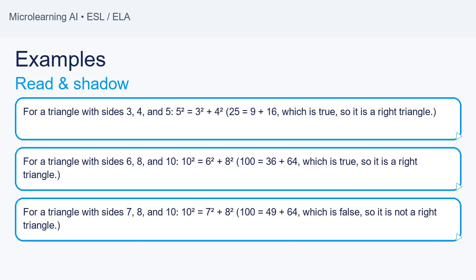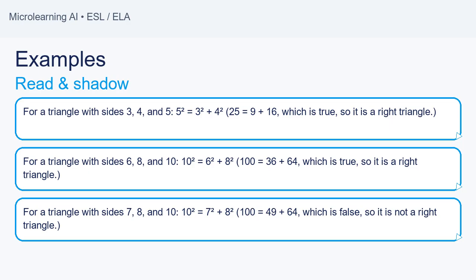Repeat after me. For a triangle with sides 3, 4, and 5, 5 squared equals 3 squared plus 4 squared. 25 equals 9 plus 16, which is true, so it is a right triangle. For a triangle with sides 6, 8, and 10, 10 squared equals 6 squared plus 8 squared. 100 equals 36 plus 64, which is true, so it is a right triangle.